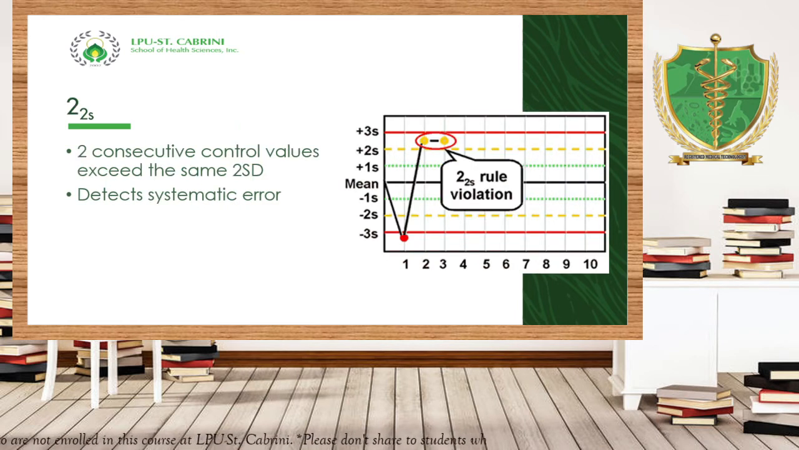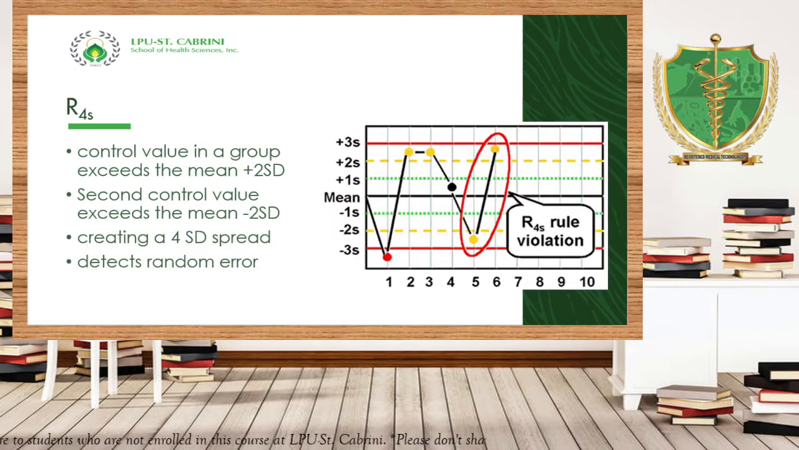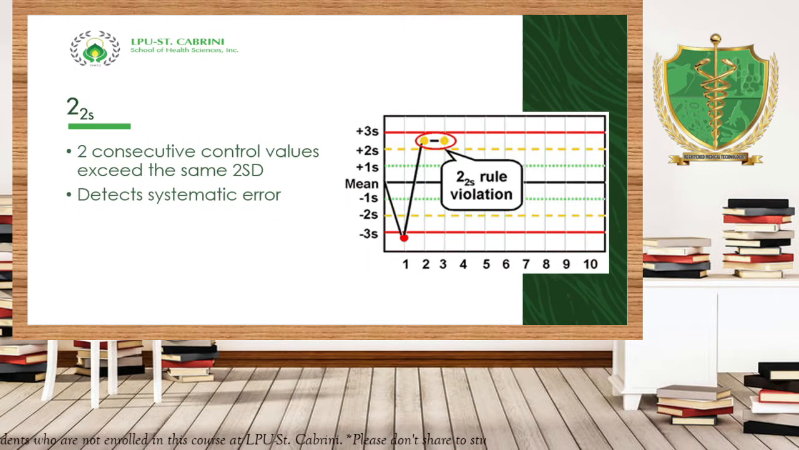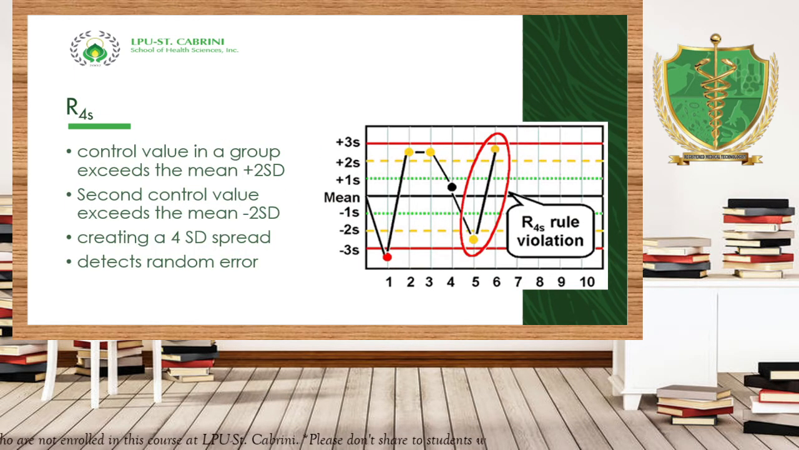Another one here is the 2,2S, which is two consecutive control values exceeding the same 2SD. Earlier, for 1,2S, one control value exceeds the 2SD. This time, we have two values that exceed the 2SD. This one detects systematic error.